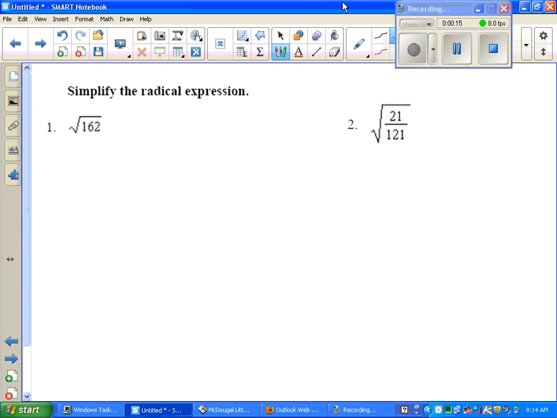Remember, you have to work with perfect squares and find which one is a factor of 162. Your perfect squares are 2 times 2. You can do 1 times 1, but it doesn't change anything. 2 times 2, 3 times 3, 4 times 4, 5 times 5, 6 times 6, 7 times 7, 8 times 8, 9 times 9, 10 times 10, and you can keep going past that.